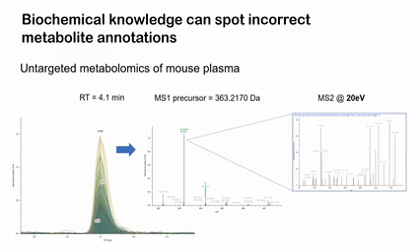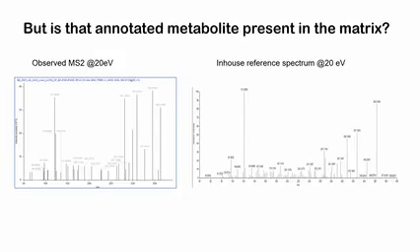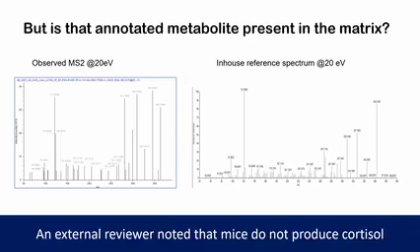So this is data from a collaborator where they performed untargeted metabolomics in mouse plasma, and they annotated their compounds. They annotated this peak here, and said, okay, based upon the annotation, this is cortisol, a common compound. We all observe it quite regularly in plasma. So they annotated it, they reported it, they wrote up their paper, they submitted it, and the reviewer came back and said, well, that's really nice data, but mice don't produce cortisol. Oops, all right? They had misannotated their compound.